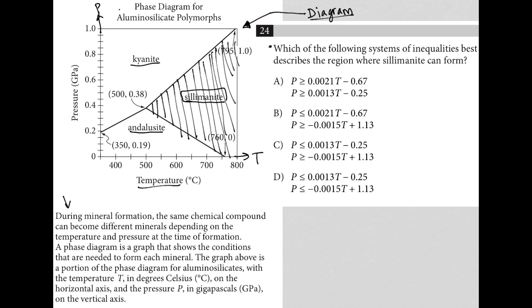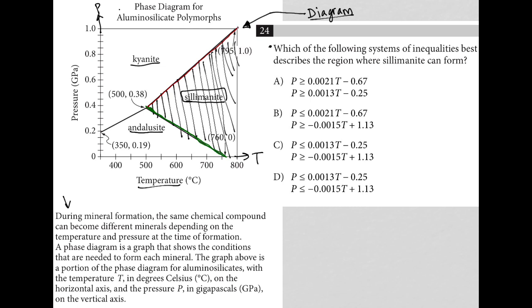So in terms of a system of inequalities, we're going to be less than or equal to this line that I'm tracing in red, and greater than or equal to this line that I'm tracing in green. Let's focus first on the red line. All right, so what do I know about this red line?